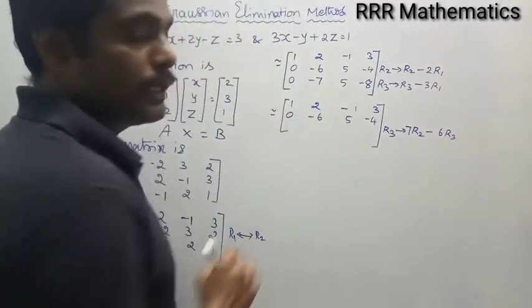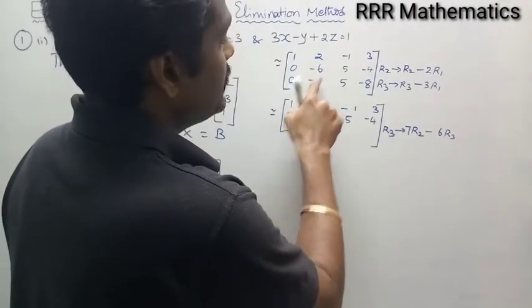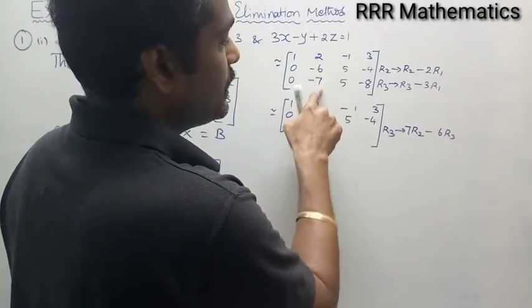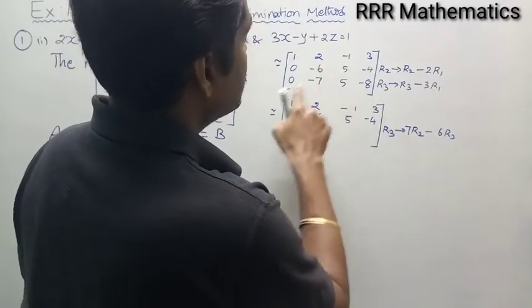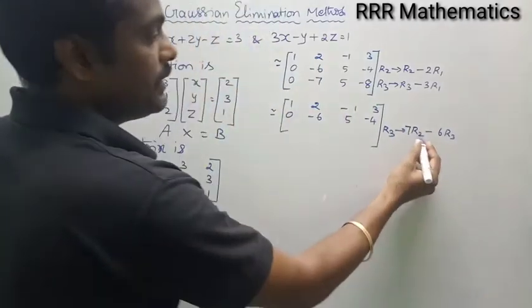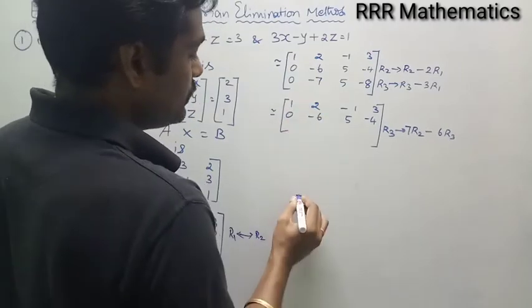Then I will get 0 here. See, both are the same sign, so I will subtract. I have 7 here, 6 here. To bring 0 here, we need the same number. So just multiply 7 in R2, 6 in R3. Got it? 7 times R2.